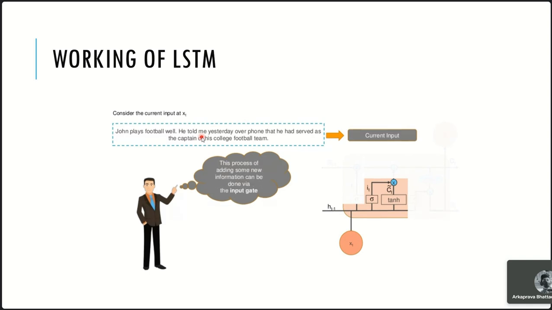So this process of adding some new information can be done via the input gate. What new information? Until now we were talking about John, but the new information that we have added here is he was the captain of his college football team. So that extra information we have added in the input layer.